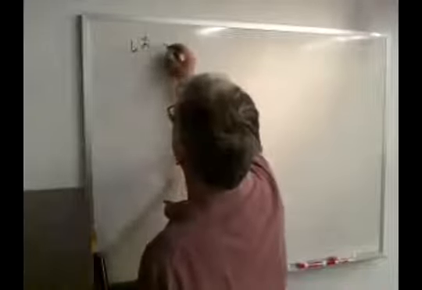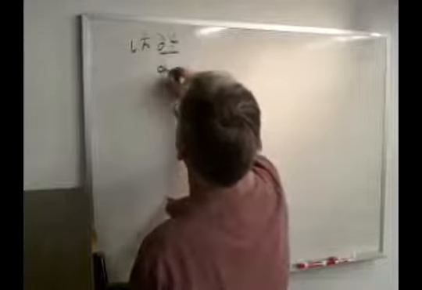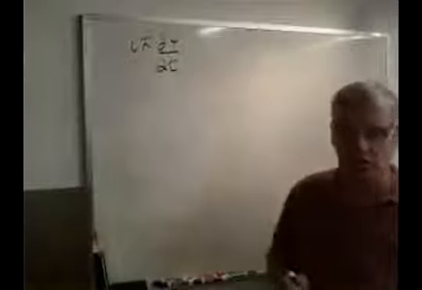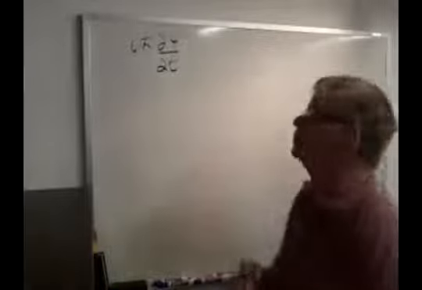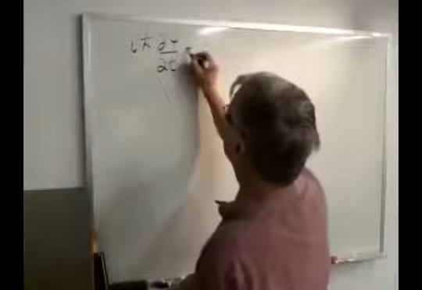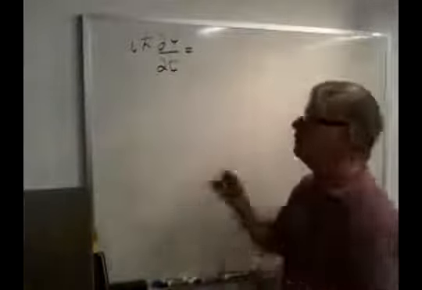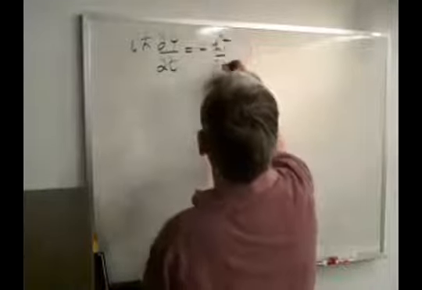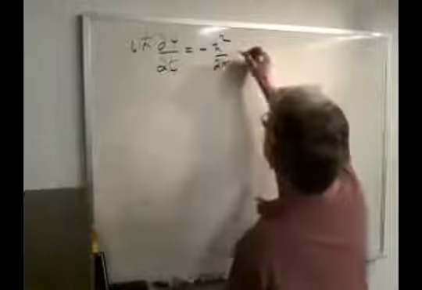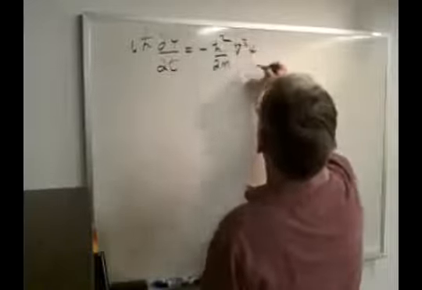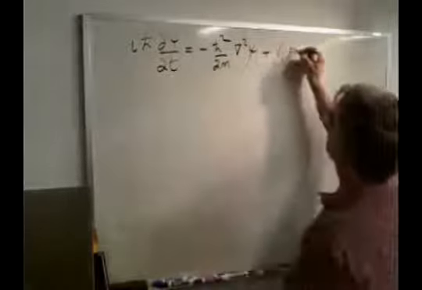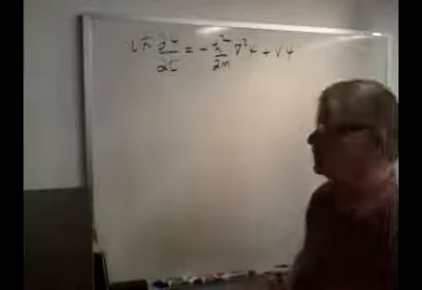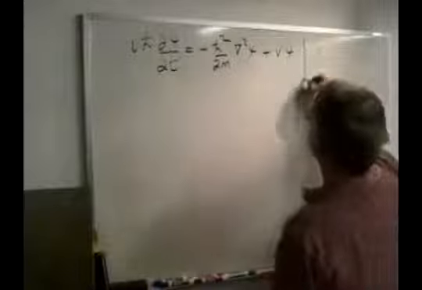i h bar ∂ψ/∂t, very simply an amount of energy with Planck's constant divided by 2π, which is equal to the kinetic energy of the electron moving up, minus h bar squared over twice m del squared ψ, plus V times ψ, which is the amount of energy required to move through the electric field generated by the proton.